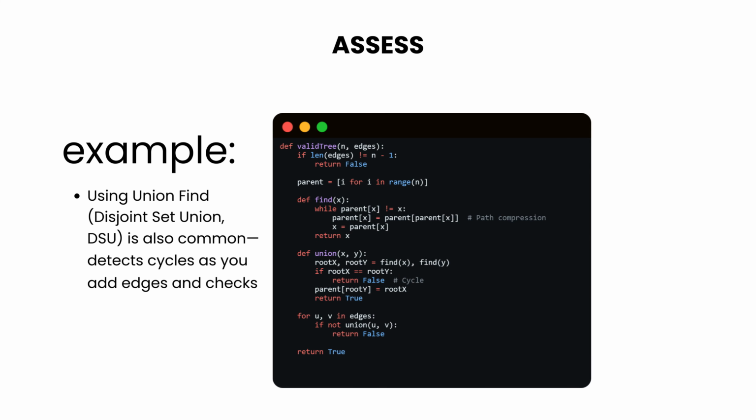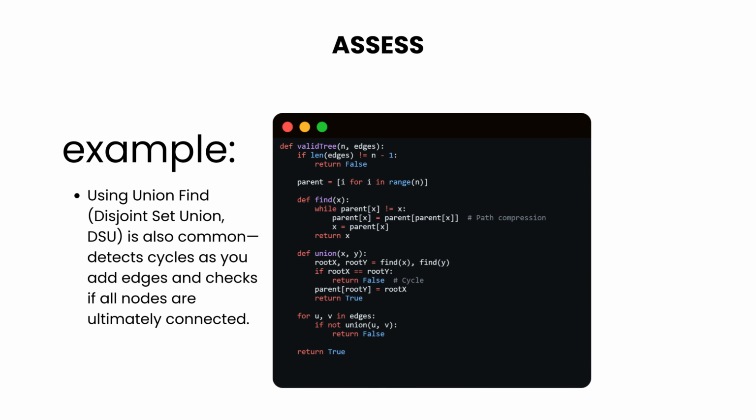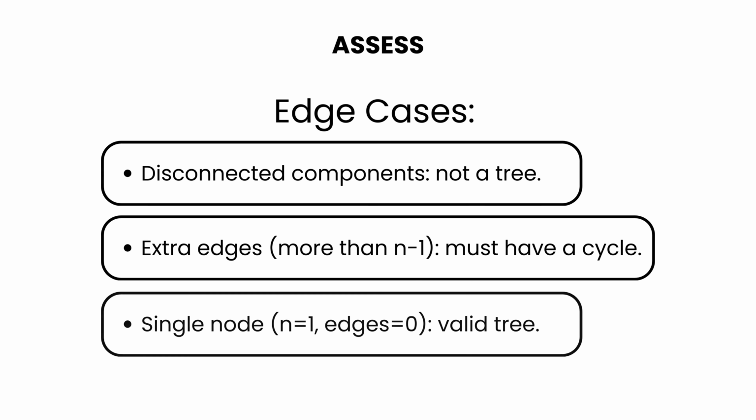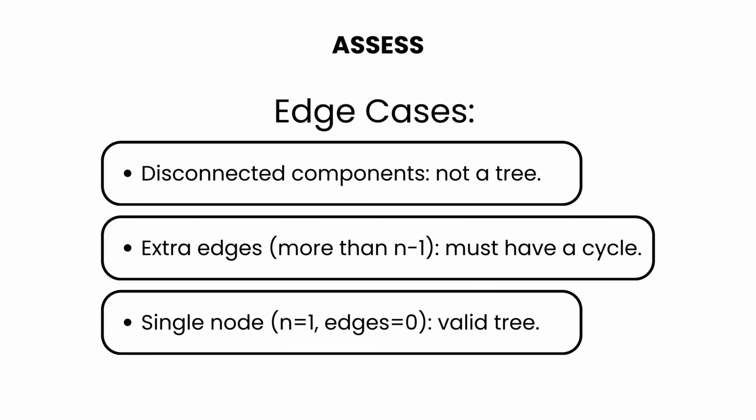Let's clarify. Using Union-Find, disjoint set union, DSU, is also common. It detects cycles as you add edges and checks if all nodes are ultimately connected. Edge cases: disconnected components, not a tree. Extra edges, more than n-1, must have a cycle. Single node, n equals 1, edges equals 0, valid tree.